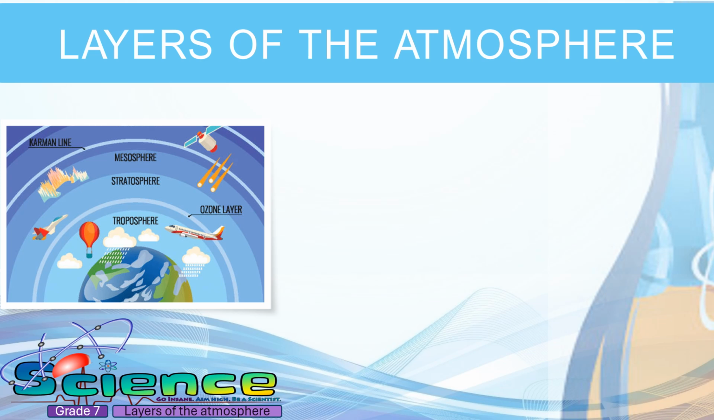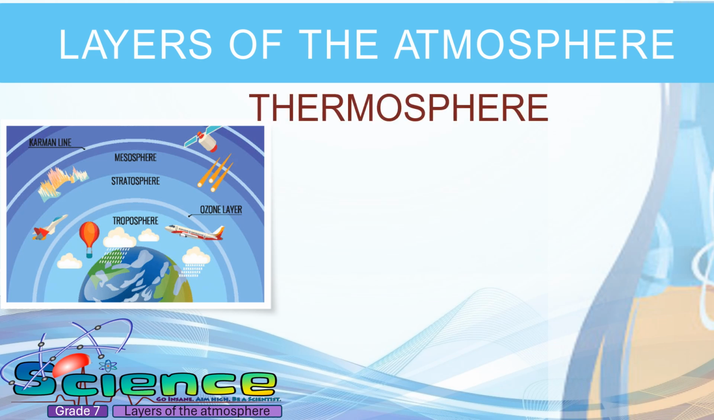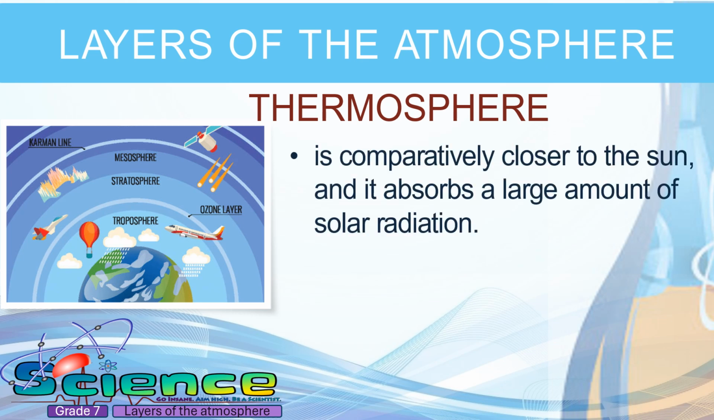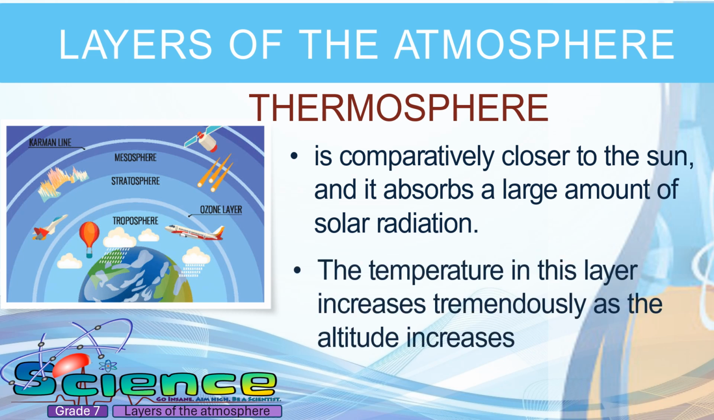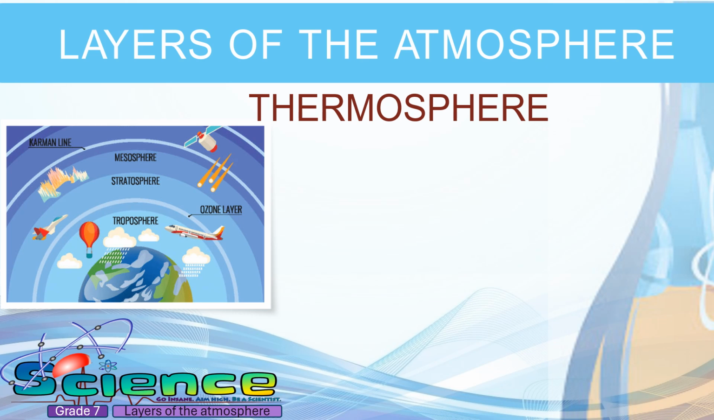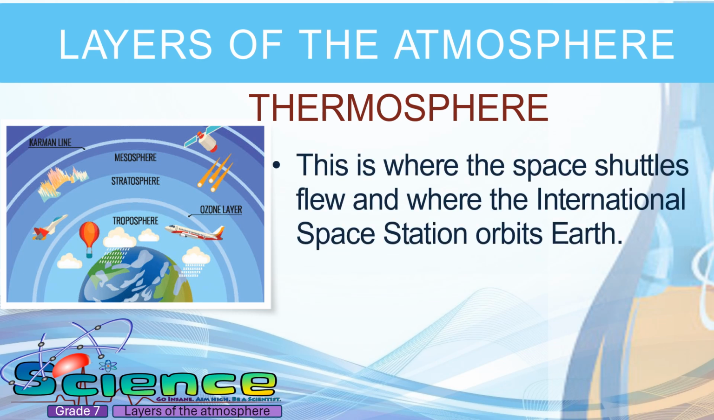Above the mesosphere is the layer called the thermosphere. The thermosphere is comparatively closer to the sun and it absorbs a large amount of solar radiation. The temperature in this layer increases tremendously as the altitude increases. Hence, it is considered the hottest layer of the atmosphere. Orbiting around this layer is the International Space Station. Space shuttles also fly in this area.